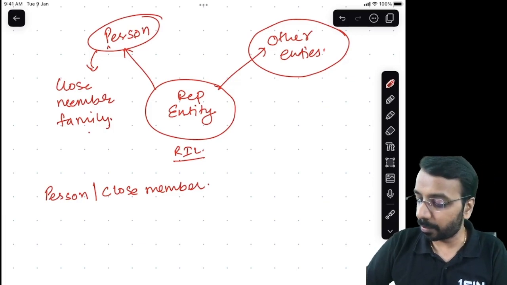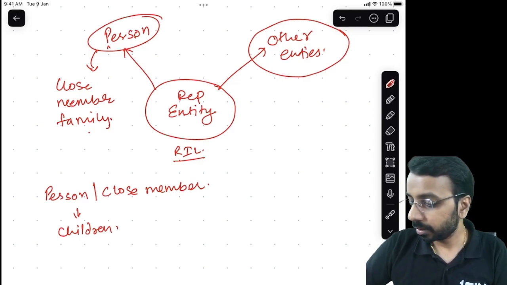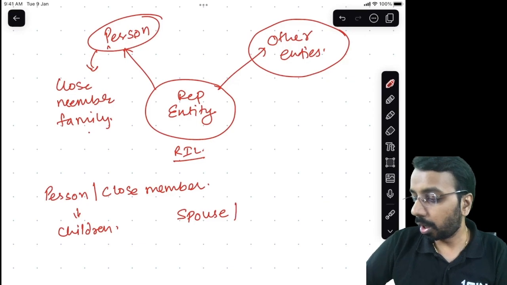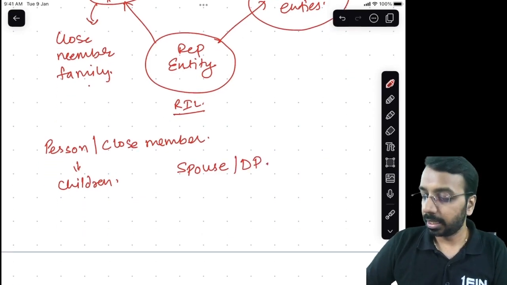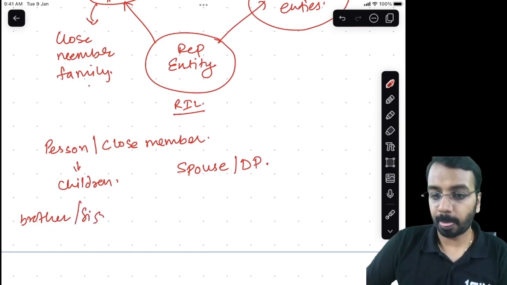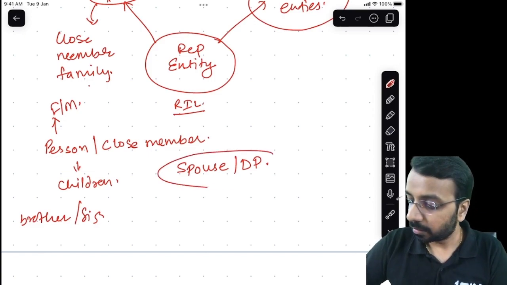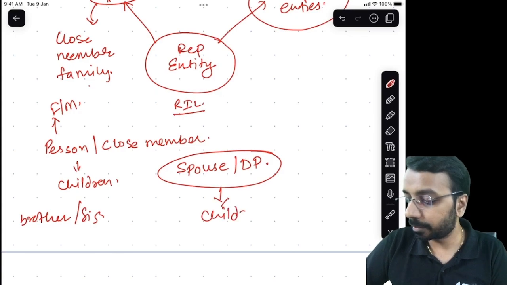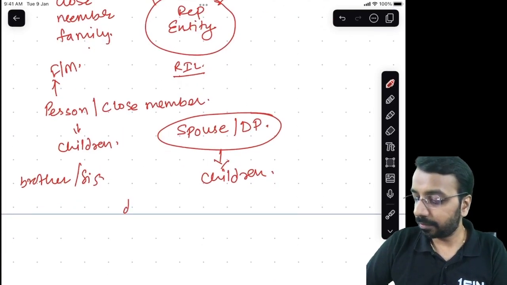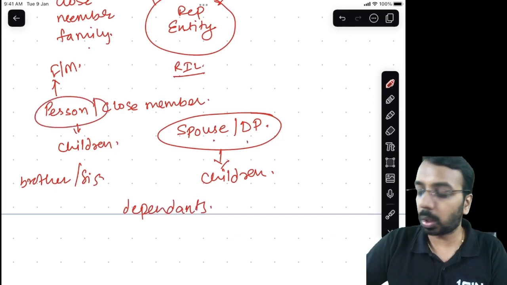So when we say person and the close member, it includes this person's children. Then you have spouse, or you have a domestic partner. Then you have this person's brothers, sisters. Then you have this person's father, mother. Okay, all of this, and from the spouse or the domestic partner if there are any children, and if there are any dependents. Dependents of whom? Dependents of the person, spouse or the domestic partner.